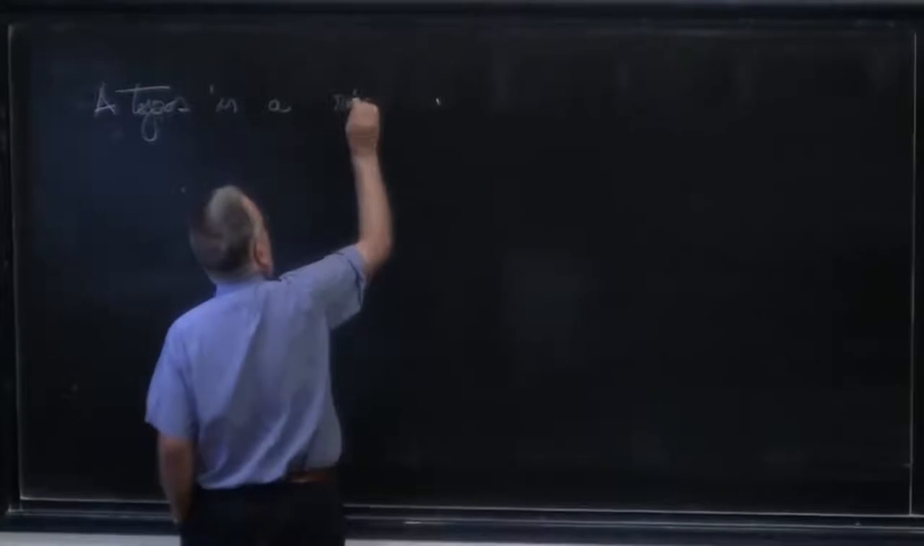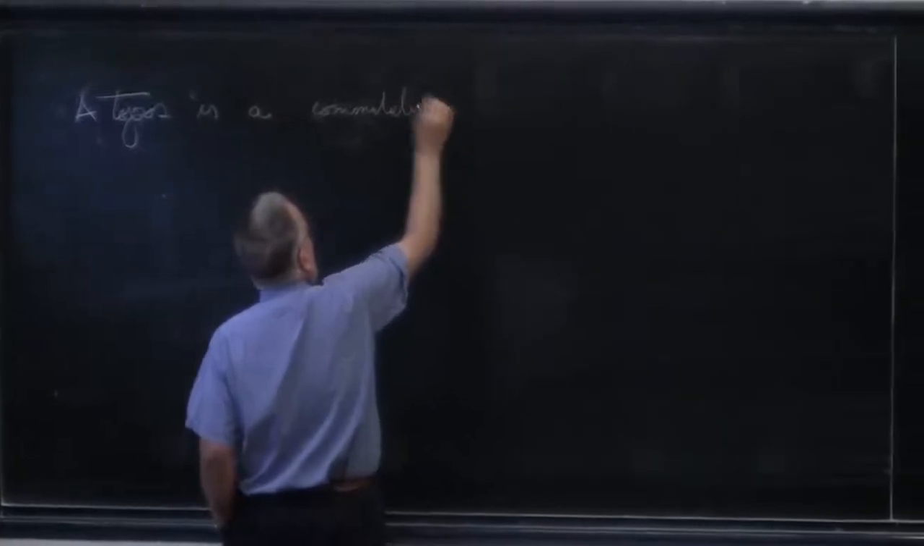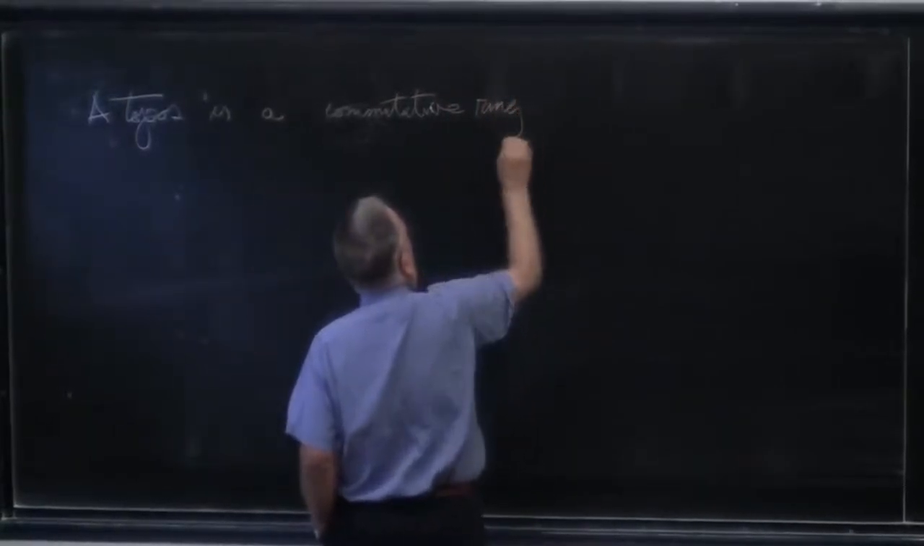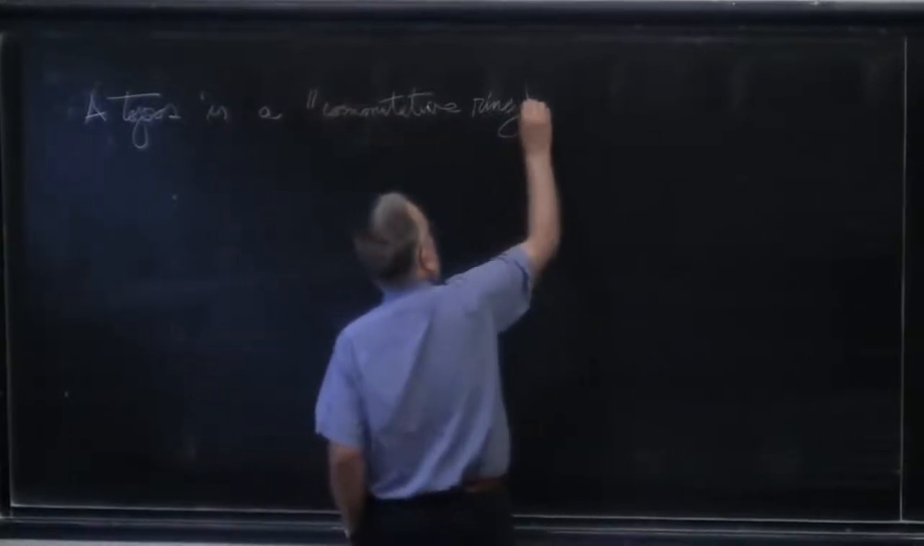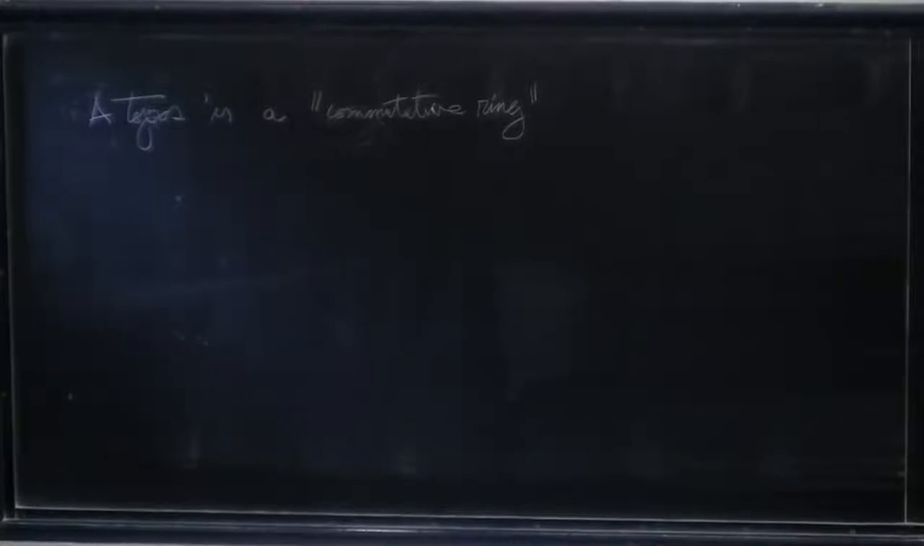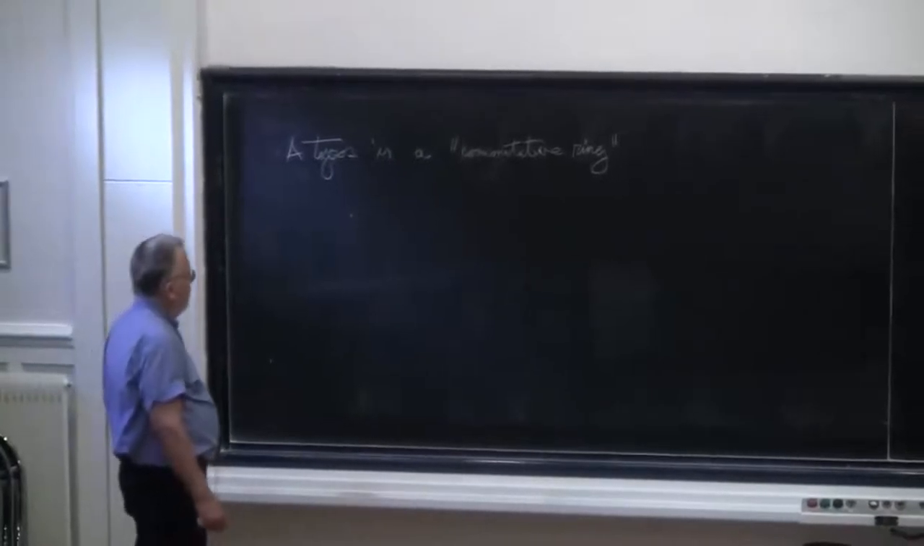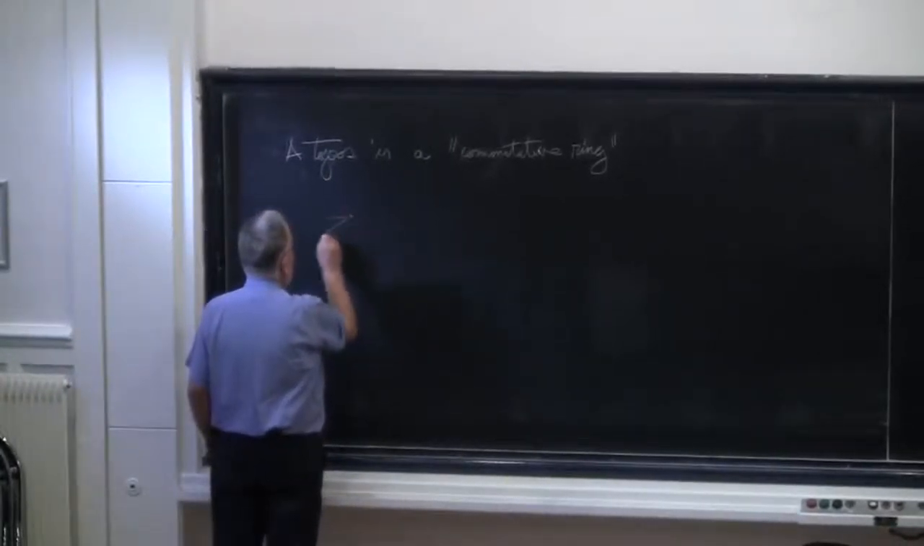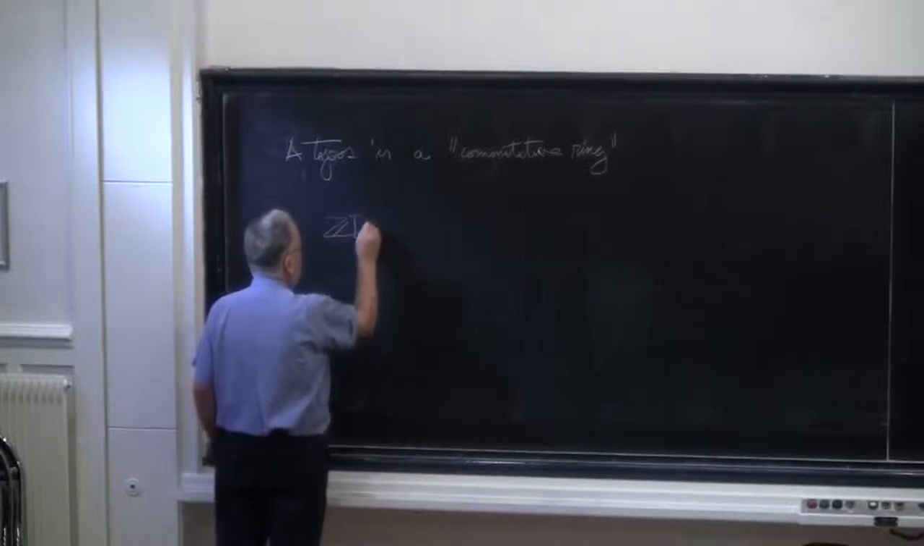A topos is a ring. Maybe I should say commutative ring. And I put brackets because this is not true. But morally speaking, there's a big analogy between the theory of commutative rings and the theory of many constructions in topos theory. So let's look a little bit at the way the polynomial ring is constructed.